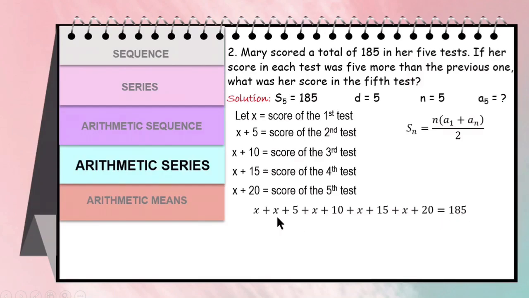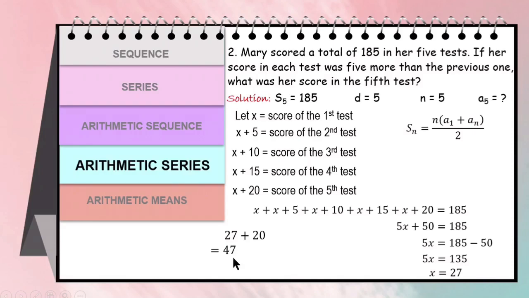Simplify. x plus x plus x plus x plus x is 5x, plus 5 plus 10 plus 15 plus 20 is 50, equals 185. Combine the constant terms. 185 minus 50 is 135. Then divide the equation by 5 to solve for x. So x is equal to 27. 135 divided by 5 is 27. Therefore, the score of the first test is 27. We can now find the score of the 5th test by replacing x with 27 plus 20, since we let x plus 20 be the score of the 5th test. And 27 plus 20 is 47. Therefore, Mary got a score of 47 in her 5th test.